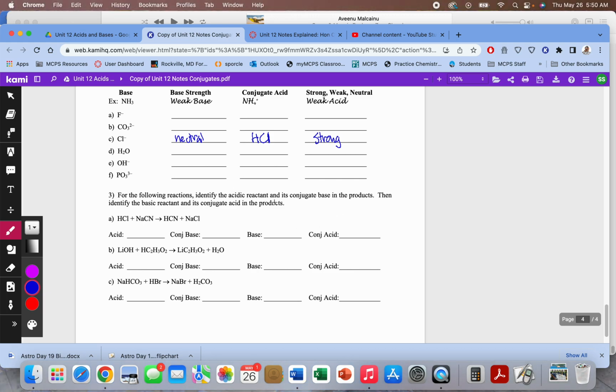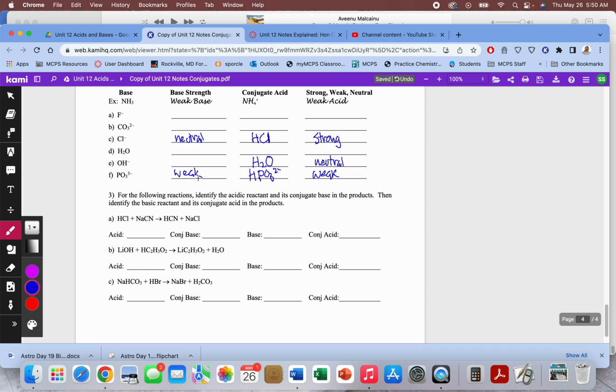Now, if I have OH minus, I might not know what its strength is, right? But I do know that H2O is its conjugate acid, and H2O is neutral, and that will tell me the strength of OH minus. Similarly, PO3 3- has a conjugate that's HPO3 2-, and I know that HPO3 2- is not one of our strong acids, so this must be a weak acid. If that's a weak acid, this must be a weak base, because weaks are always conjugate of weaks.